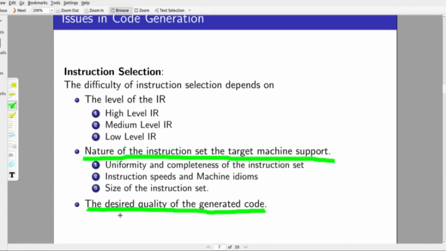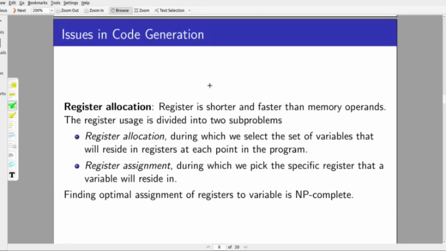Then the third point while selecting instructions is the desired quality of the generated code. If speed is a factor and optimization is a factor, that means time and memory utilization is a factor, then we need to work more on instruction selection. Then only we will get quality code. That's also a factor. Then next issue, register allocation.